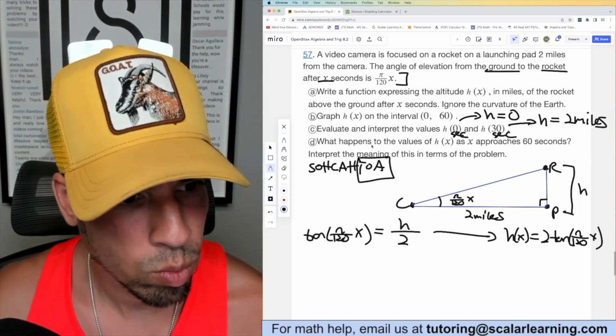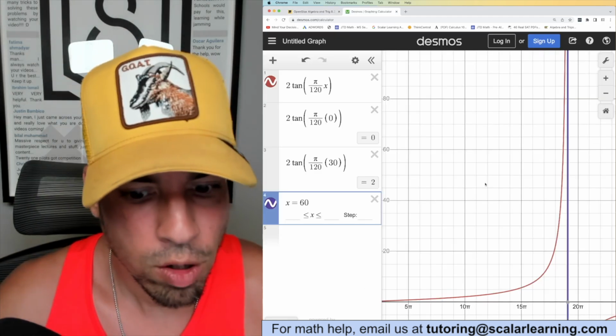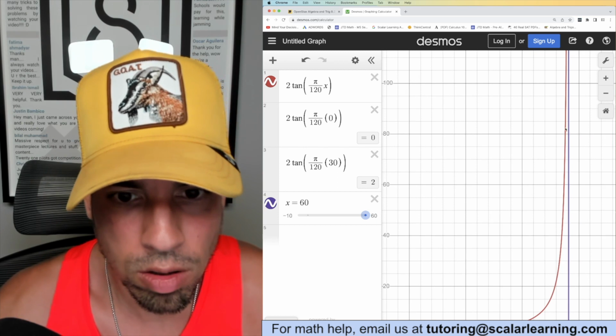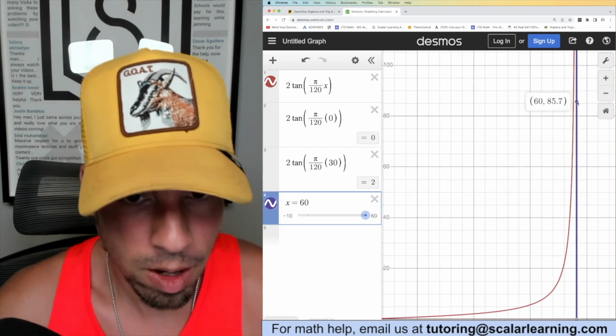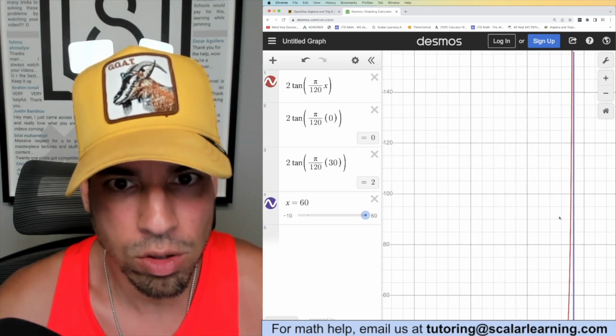And then last we get to D. What happens to the value of h of x as x approaches 60 seconds? So when we go back to the graph, we see here that at x equals 60, that's basically like our little vertical asymptote, which means this is actually never going to hit 60. Okay, but it's definitely approaching infinity as we get closer and closer to 60, right? It's going up and up and up.